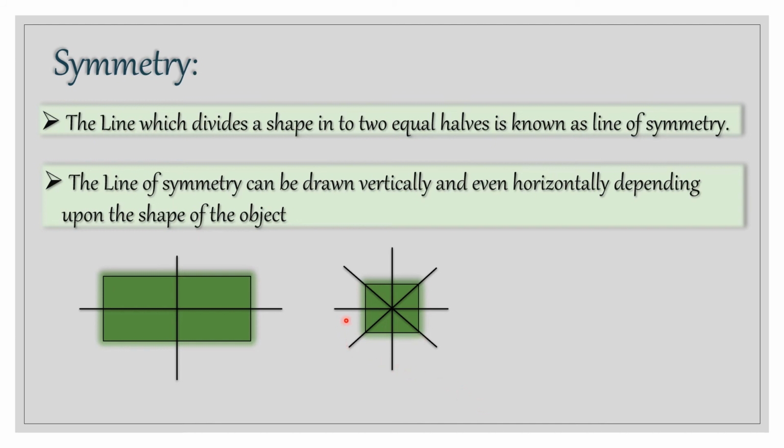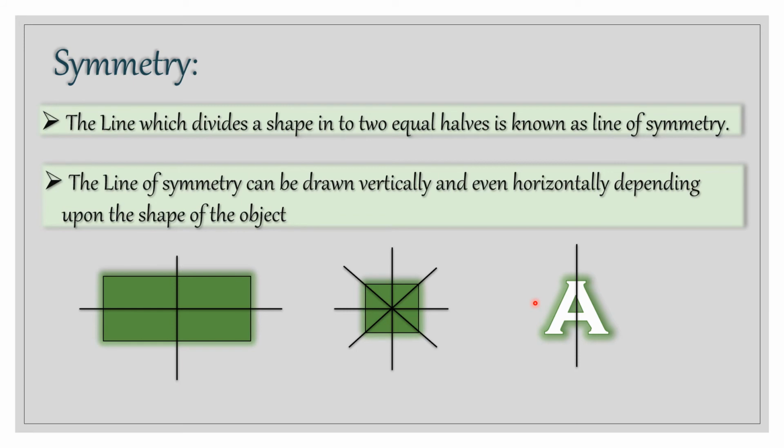So for a square you will get 4 lines of symmetry, and for a rectangle you will get 2 lines of symmetry. And consider the alphabet A. If you try dividing this A horizontally, you will not get a mirror image because the upper one and the bottom one will not be equal. Now let us divide it vertically. If you divide it vertically, you can check the two halves are mirror images of each other.